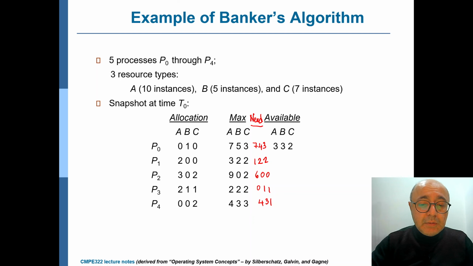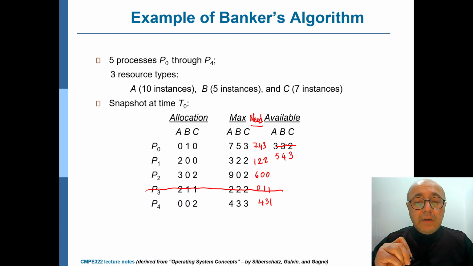Let me start with P3. Now, it is possible that P3 will complete. And when it completes, all the resources that have been assigned to P3 will become available. So this 322 will become, let me add 211 on top of 322. So it will become 5, 4, and 3. This is the new available vector.